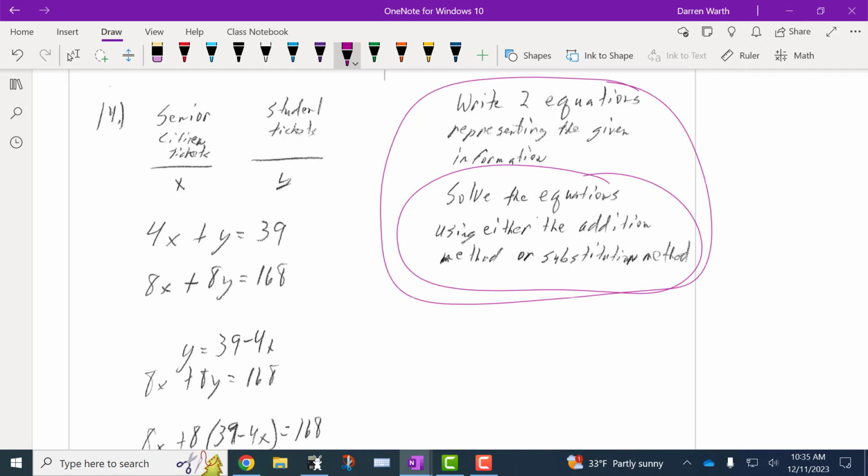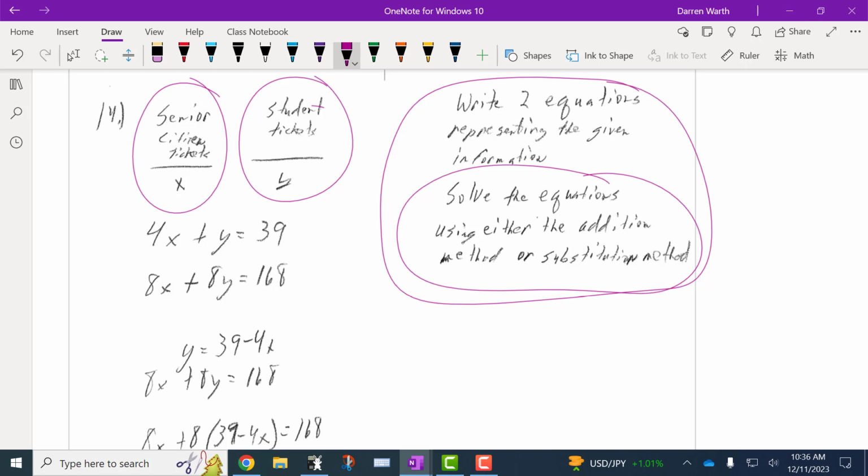So I like to label mine. I'm going to label my senior citizen ticket X. My student tickets, I'm going to go ahead and label that as Y. And now I'm going to write an equation of that first sentence. It says, the school that John goes to is selling tickets to Fall Musical. On the first day of ticket sales, the school sold 4 senior citizen tickets, and 1 student ticket for a total of $39. The school took in $168 on the second day by selling 8 senior citizen tickets and 8 student tickets. Find the price of a senior citizen ticket and the price of a student ticket.